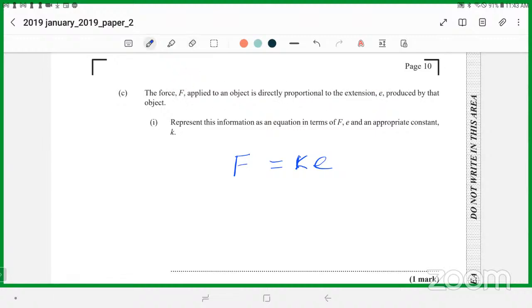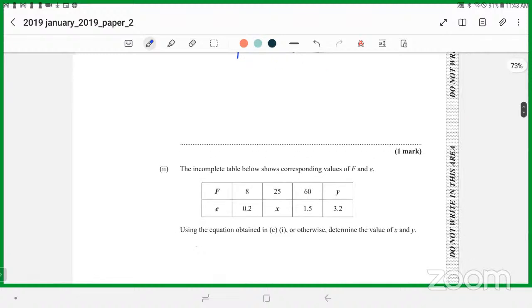Look, they want us now to complete this table. It says the incomplete table below shows corresponding values of F and E. We have to use the equation to determine the value of X and Y. They don't need the K. So I'm going to do it a way where we don't calculate the K. When you're not going to calculate the K, what you can see is that K will always be equal to a constant.